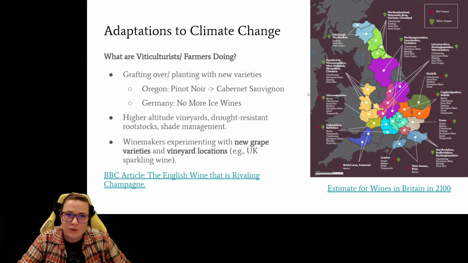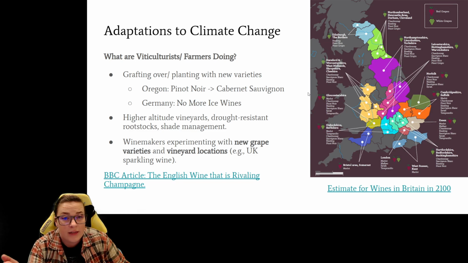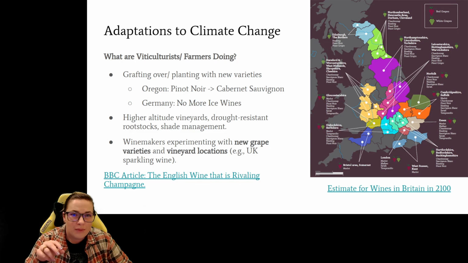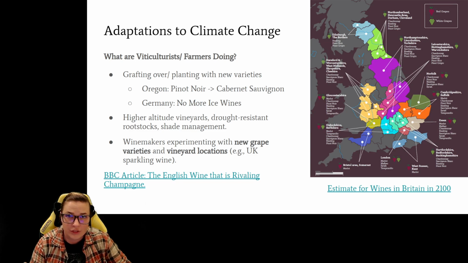So this is kind of interesting. So what are vineyards doing in response to climate change, right? So one is they're grafting over or planting with new varieties. So it's not happening right now, but it's actually estimated that Oregon will be the next Napa, because the ideal region for growing is moving north. But with that being said, Oregon will not be known for Pinot anymore at that point. They'll be known for Cabernet Sauvignon.